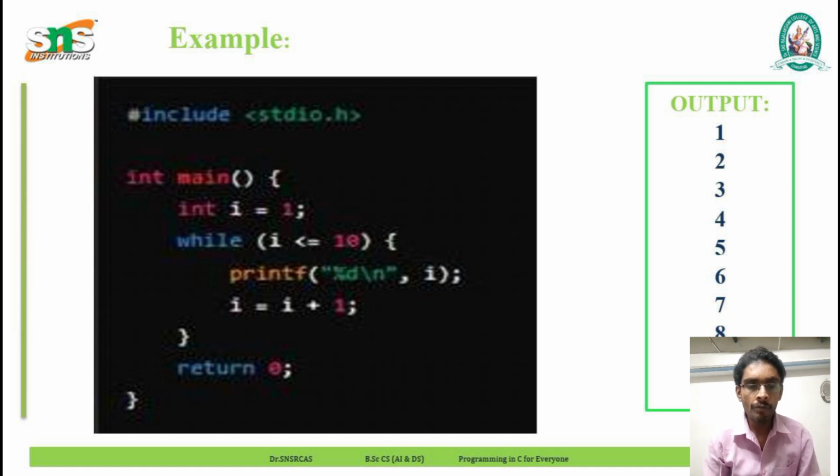While coming out of the loop, the value of I becomes 11. Then the condition fails, and control comes out of the while loop block. So the output is denoted here on the right side. The values from 1 to 10 are printed for this example program.